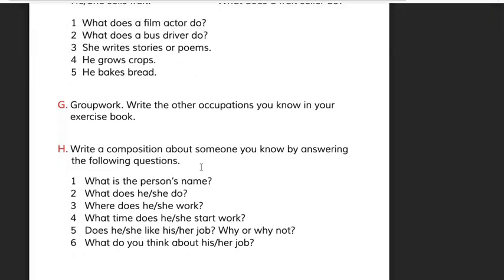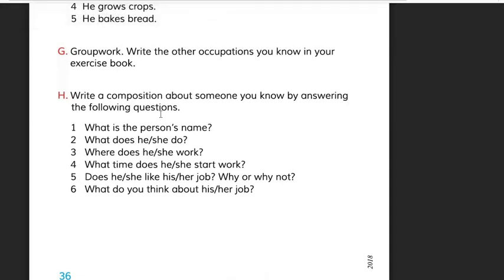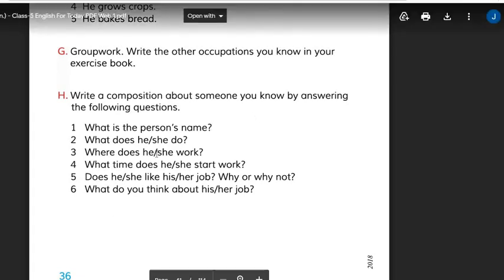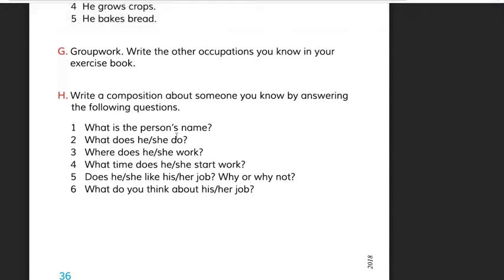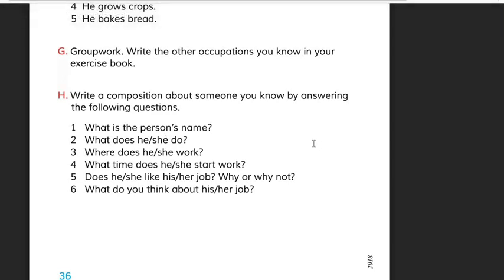Write a composition about someone you know by answering the following questions. Think about a person whom you know and write about him following these 6 questions. Number 1. What is the person's name? You can imagine someone, you can write about your neighbor, or any of your relatives. Write the name of the person.